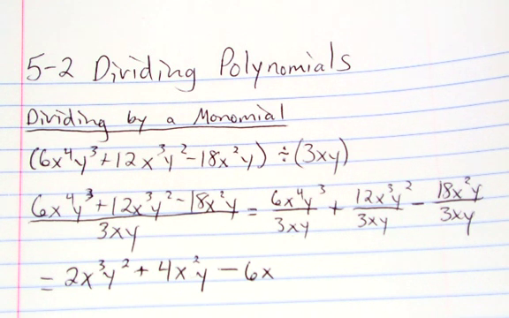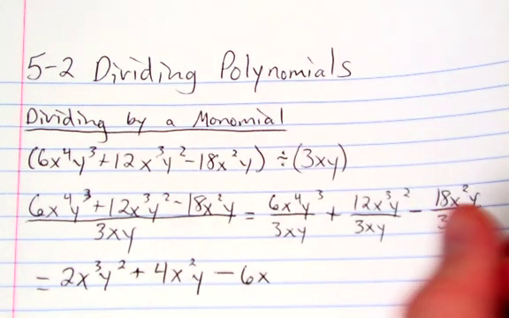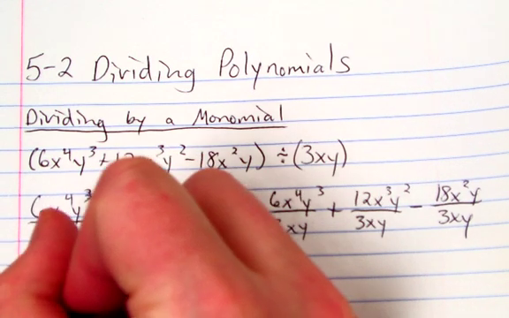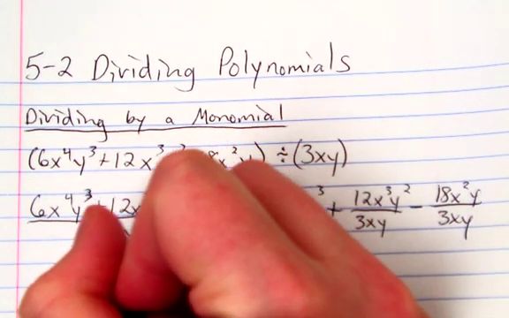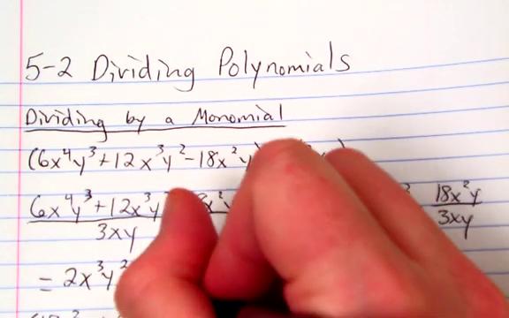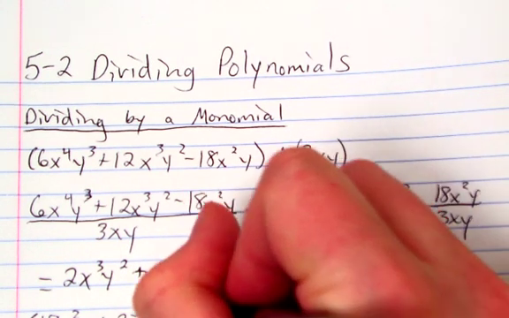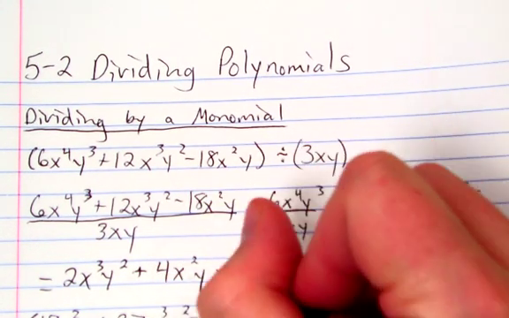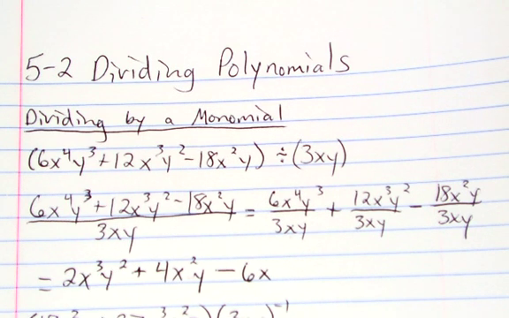So this is dividing by a monomial. If I'd had something written this way, 18x squared y plus 27x cubed y squared z times 3xy, all being raised to the negative first.